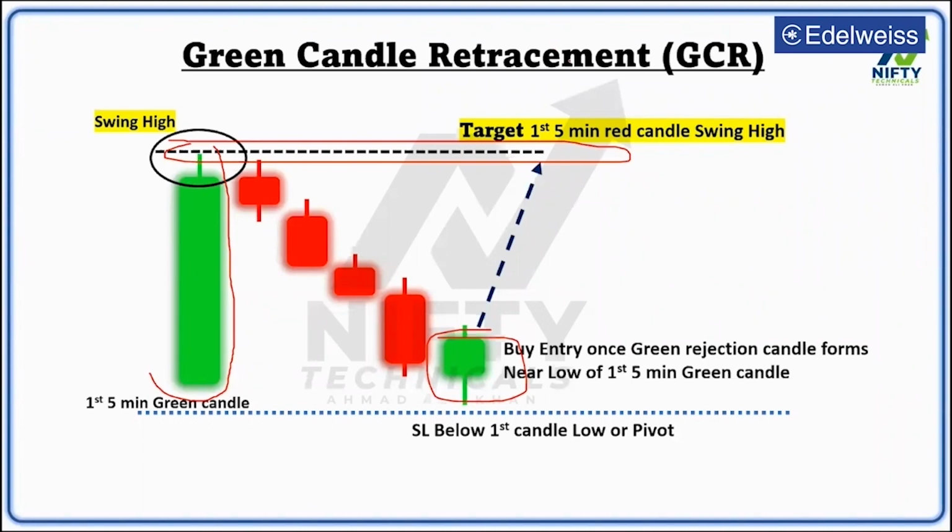Again, first candle is green, we retrace to the lows of that candle, and once we see a green candle around that and trying to move up, we can go long, keeping our stop loss below the low of the day, or if there is a pivot, below that pivot. First target will be the first candle high, and beyond that, the nearest resistance will be our next target.